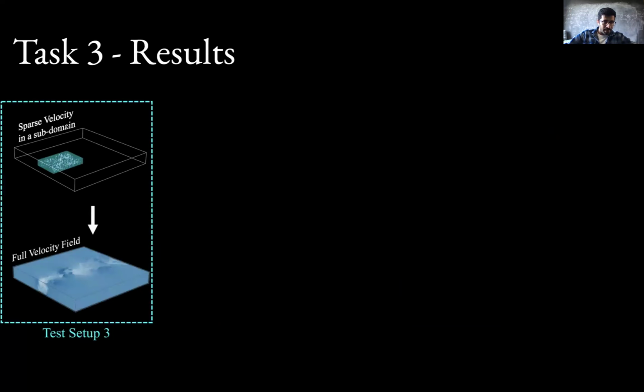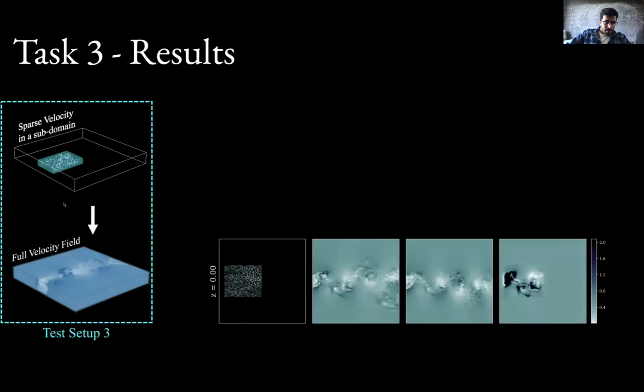Test setup 3: sparse velocity in a subdomain. And this is what it looks like at z equal to 0. So you know what the velocity looks like in this small subdomain, but you don't know what is going on outside this subdomain. And the diffusion model can reconstruct the velocity well. It's not exactly phase aligned again, but it looks more realistic than the GAN.